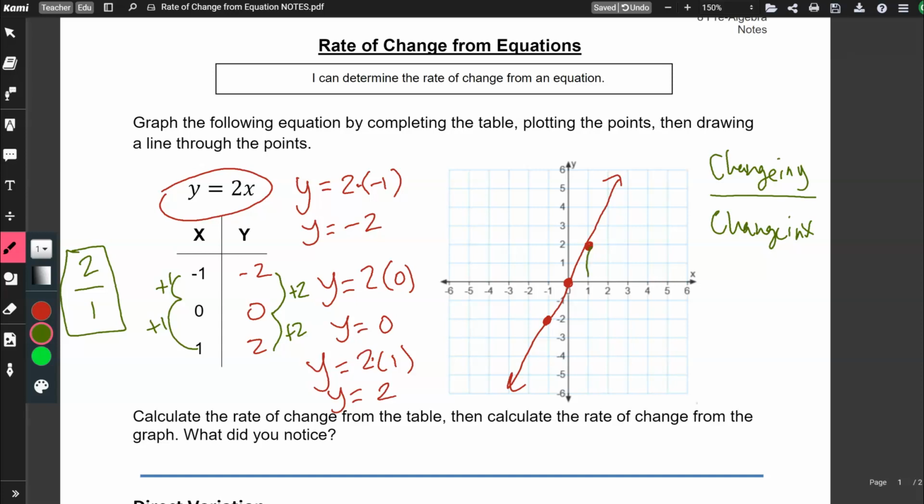If I come over here and I look at my graph, remember we can make those stair steps. And when I look at the change from the graph, I'm looking at the vertical change, or my change in y, over my horizontal change, my change in x. Well, again, if I look at this, the vertical change is 2 units over the horizontal change, which is 1. So if I'm looking at my graph, I also get a rate of change of 2 over 1. Okay, so what do I notice? I have the same rate of change for both representations.